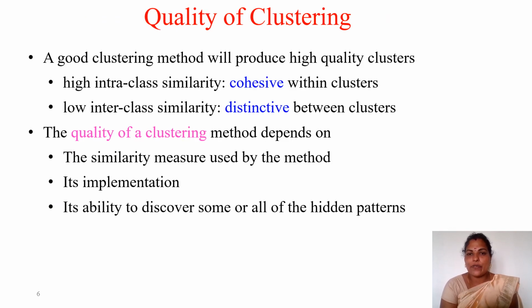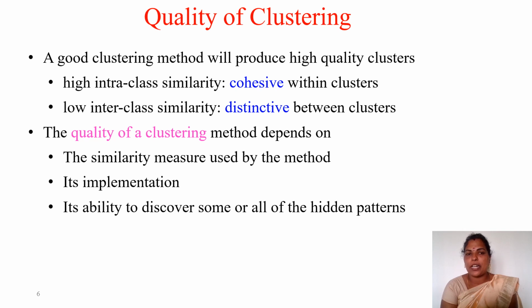Next is quality of clustering, that is we are grouping without the supervision of any class labels. We are grouping the data into different clusters. So we need to measure the quality of the clusters, whether it is correct or not. Because when to stop the clustering process, how many clusters we are going to split, many things are there. So we have to identify the quality of clustering. That is, a good clustering method will produce high quality clusters.